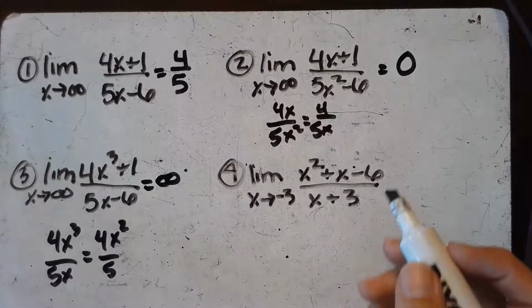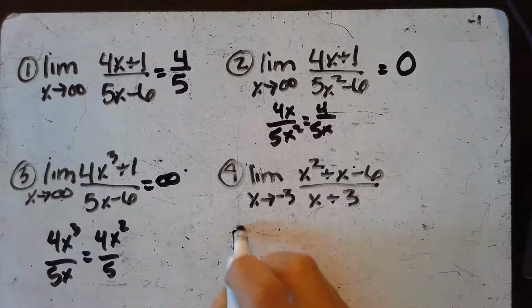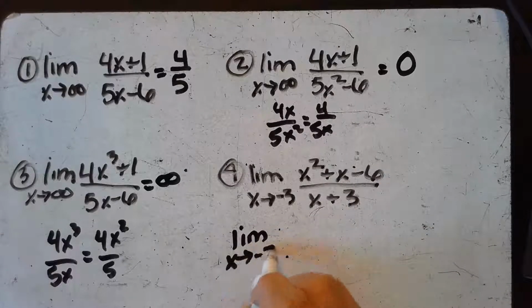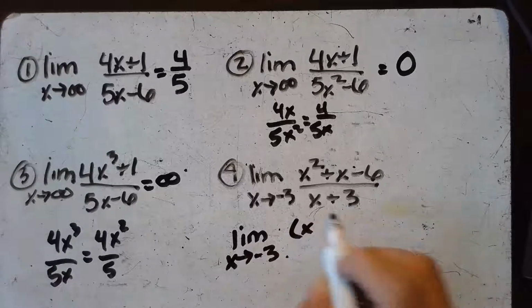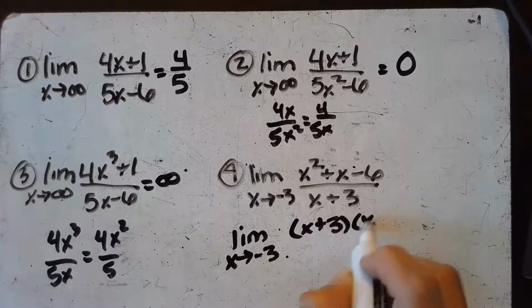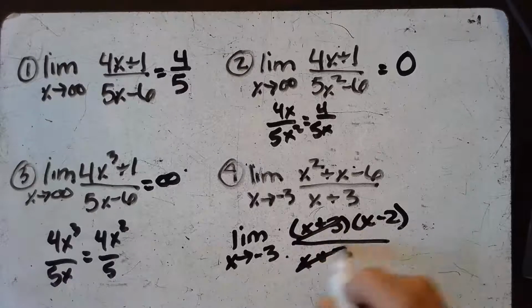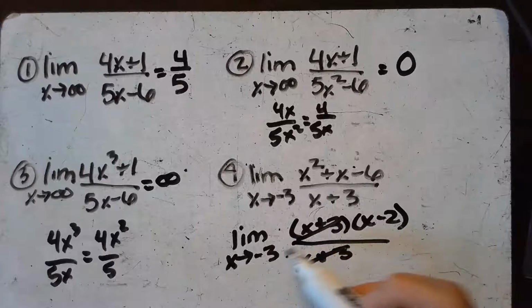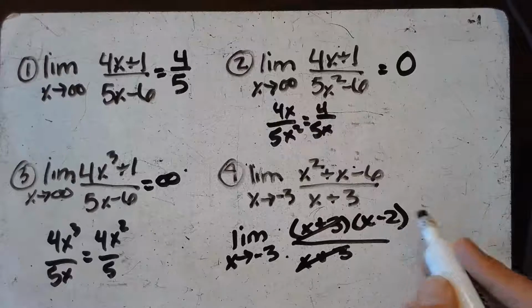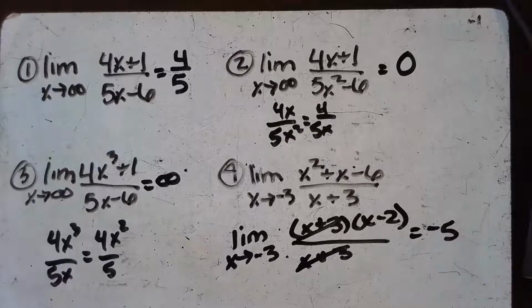And then we also looked at limits like this where you could factor. This factors as x plus 3, x minus 2. Here, the x plus 3's cancel, and then when I plug in -3, I end up with -5. So the limit as x goes to -3 of that ends up being -5.